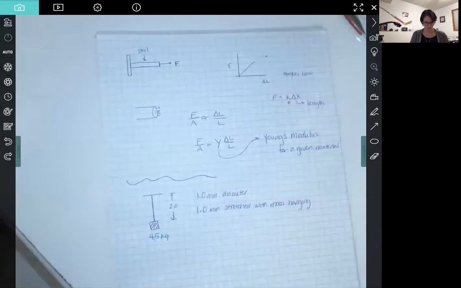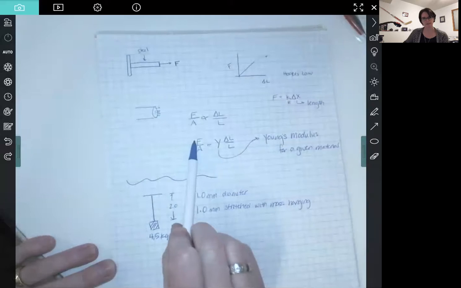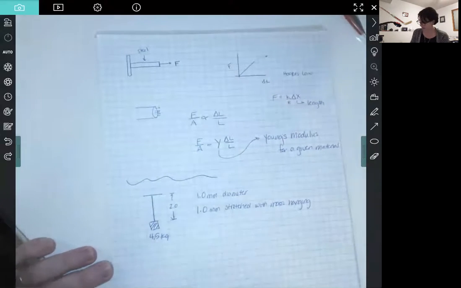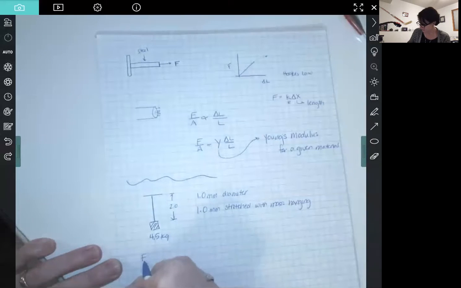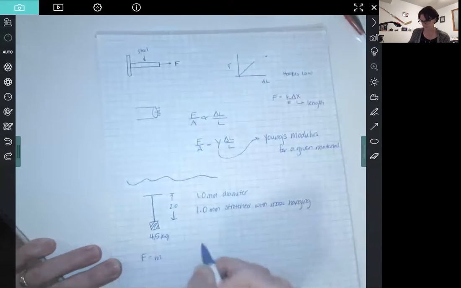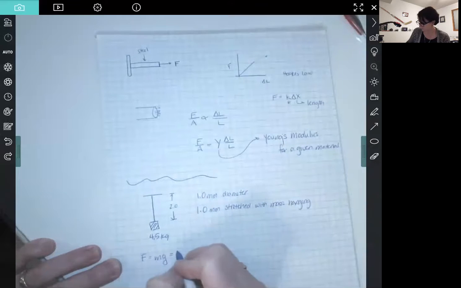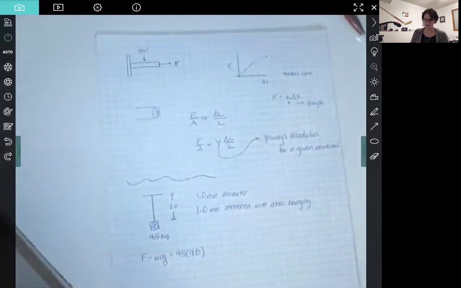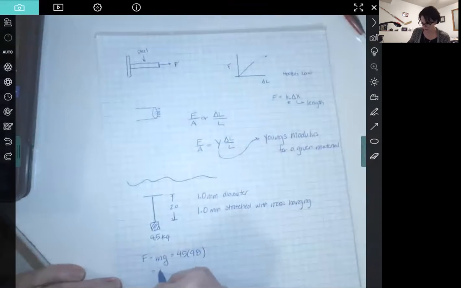All right, well, we want to first think about what is the force acting on this material. What is the force acting on the wire? Well, it's the hanging mass. So we know that the force acting on the wire is equal to the mass times g. So 4.5 times 9.8. So the force acting on that wire is 44.1 newtons.